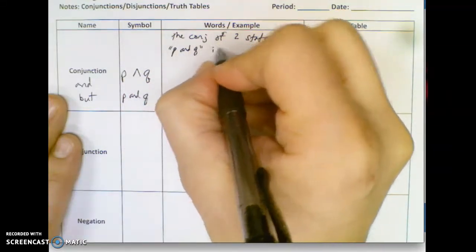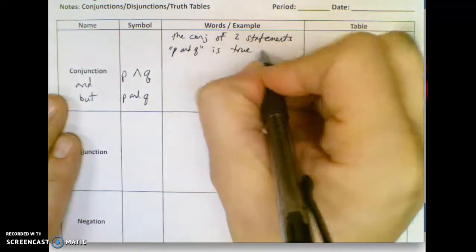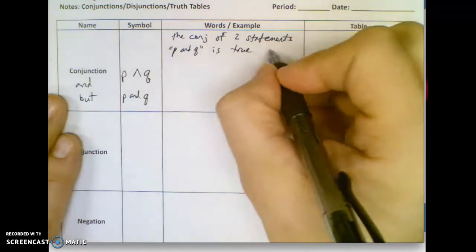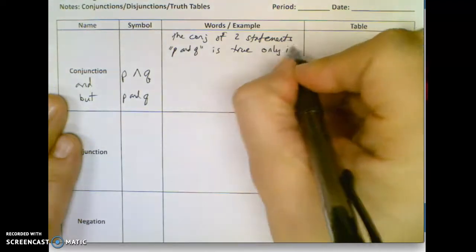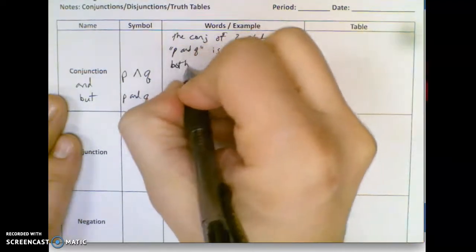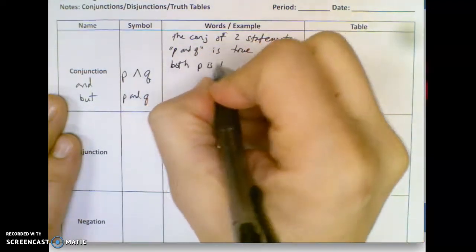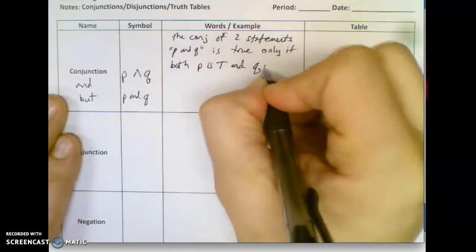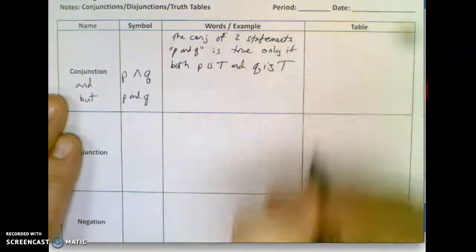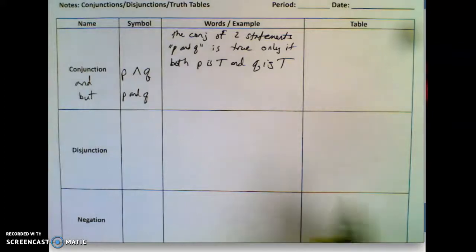is true only if both P is true and Q is true. It's false otherwise. So and is very strict. Okay, and is a very strict thing.